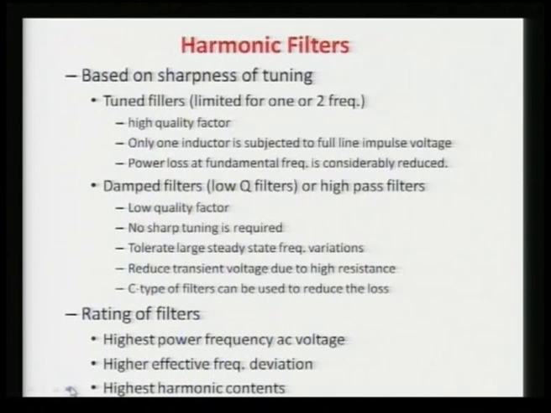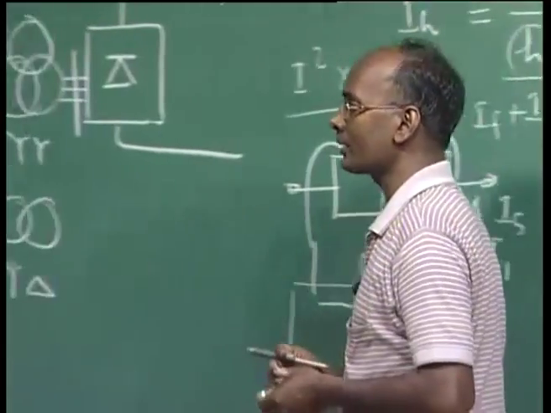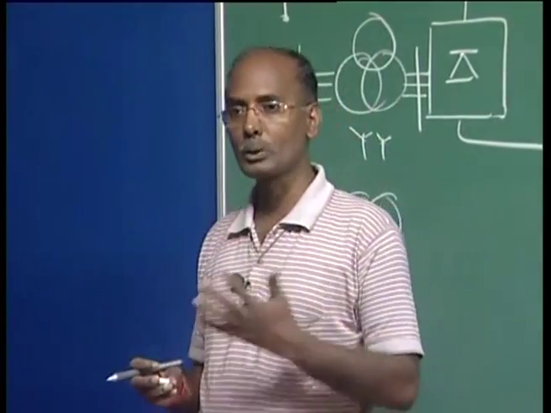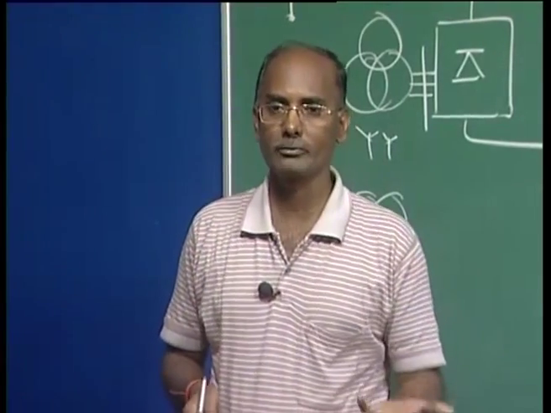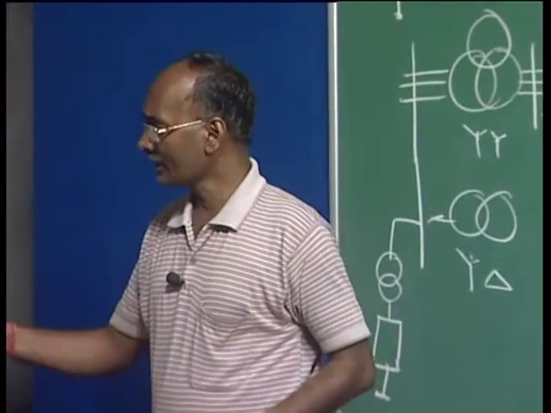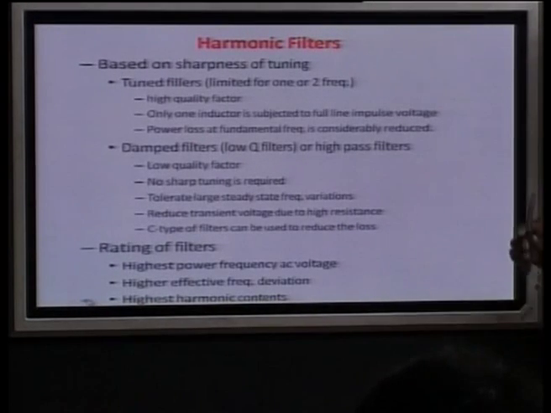Another classification is based on the sharpness of tuning, and there are two types of filters. One is called tuned filters. Tuned filters are normally limited to one or two, meaning we can go for single tuned filters or double tuned filters. And another is the damped filter, sometimes called the high pass filter.